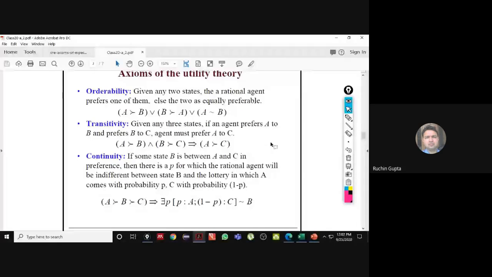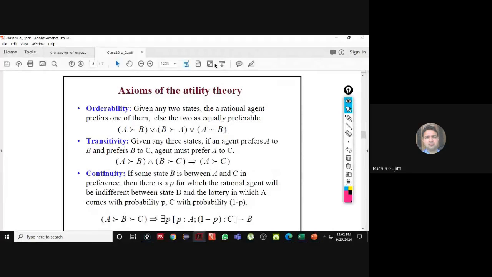Okay. So what does it mean by orderability? If there are two actions or two states, either a rational agent will prefer one of them depending upon their utility value, or if the utility value of these two are the same, then they can be equally preferable. So it means that either A is greater than B, or B is greater than A, or A is indifferent to B.